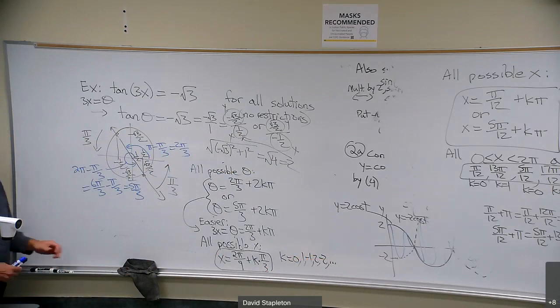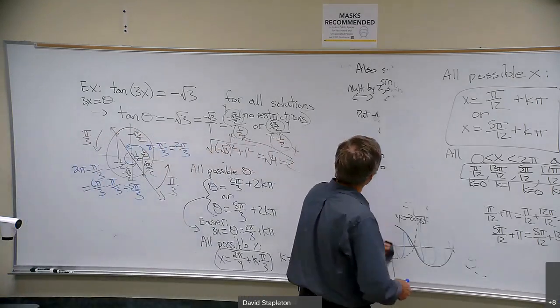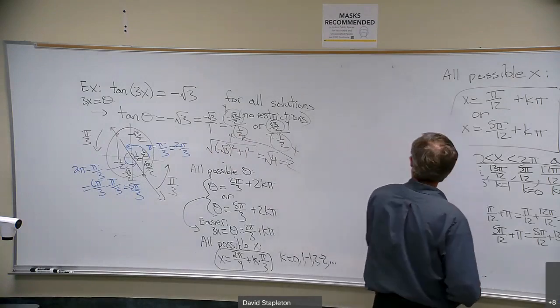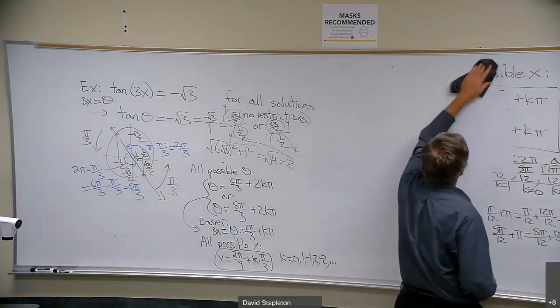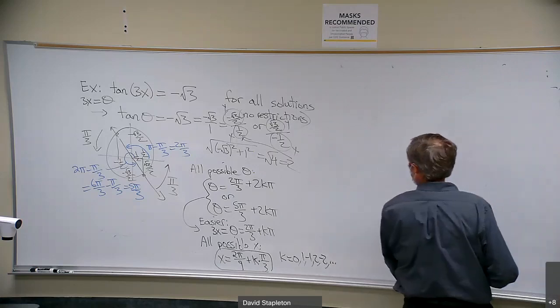We got sine or cosine equal a number. We solve it on the unit circle directly and put back what x is in terms of theta. We got tangent, then we have to do a little trick there. It's a little harder. What if we have secant or cosecant?